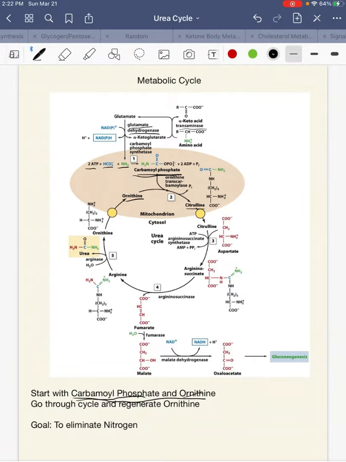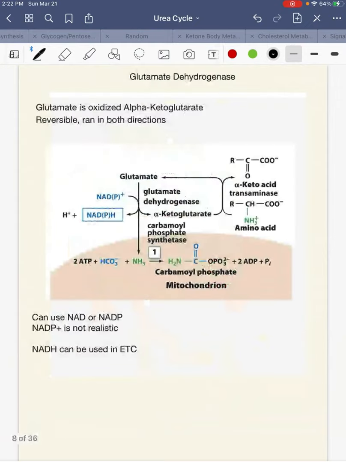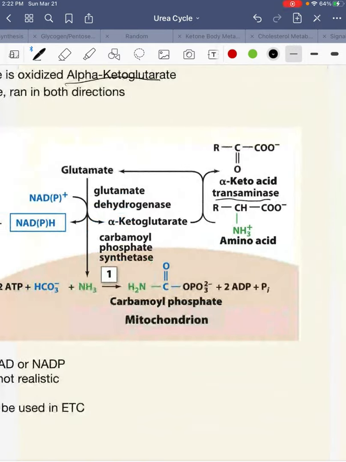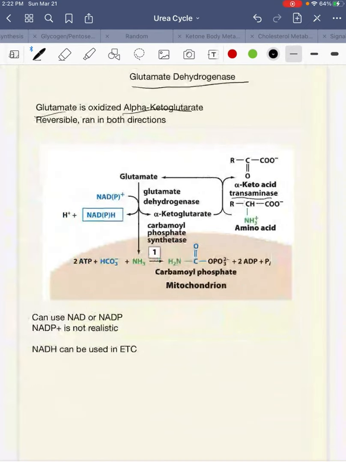And our goal is to eliminate the nitrogen that was originally in the amino acid. And we'll talk about how the urea cycle is also connected to other things in the cell, like TCA, for example. Okay, so let's talk about glutamate dehydrogenase first. So glutamate in the process is oxidized to alpha-ketoglutarate. This reaction is also reversible, so it can run the other way as well. Same thing with the transaminase reaction. It's also reversible. They're both reversible. They can run either way.